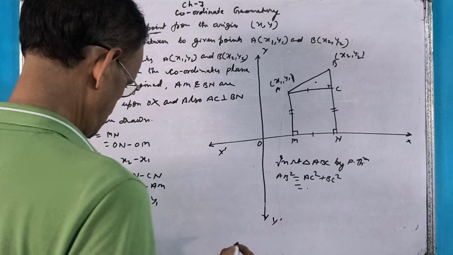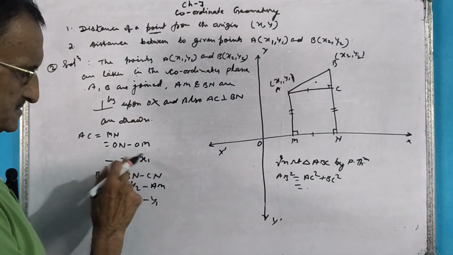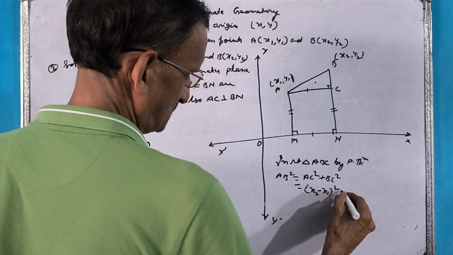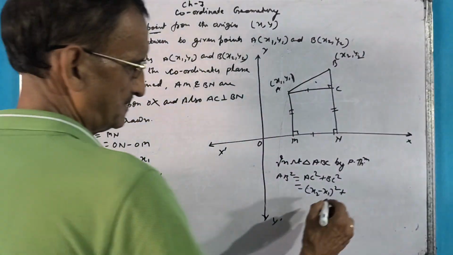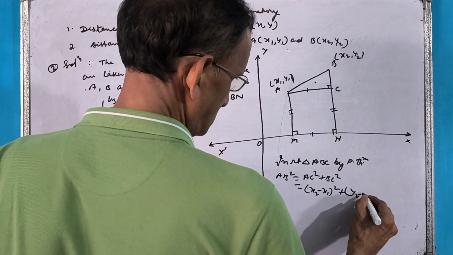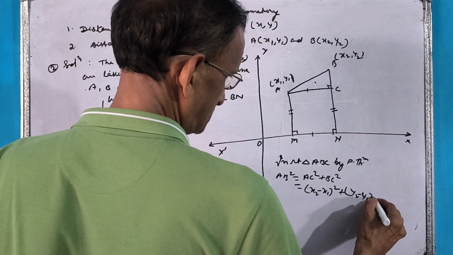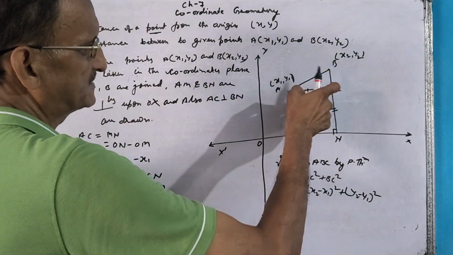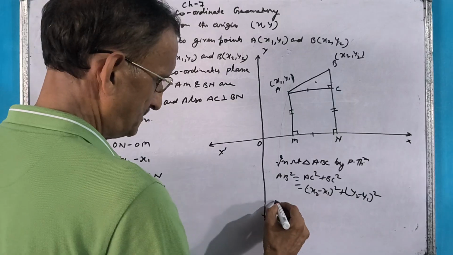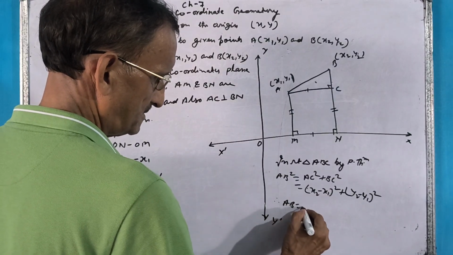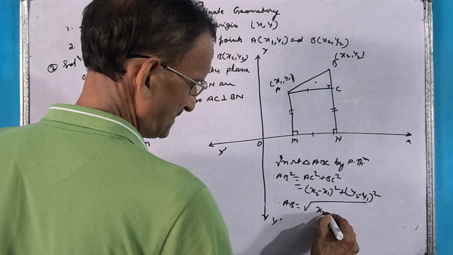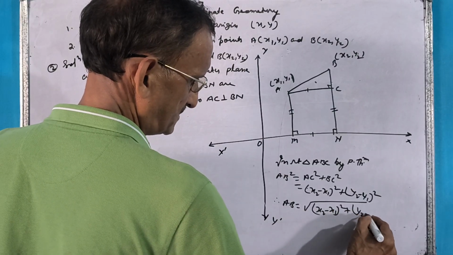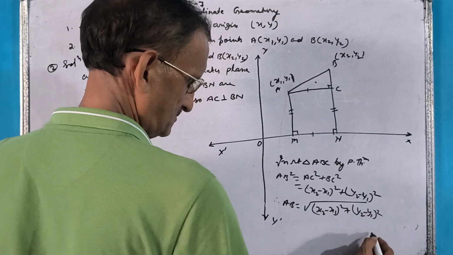What is AC? We have got x2 minus x1 whole square, plus what is BC? y2 minus y1 whole square. This is AB square. But we need to find the distance between the points A and B, that is AB. So what will be AB? Under root, x2 minus x1 whole square plus y2 minus y1 whole square.